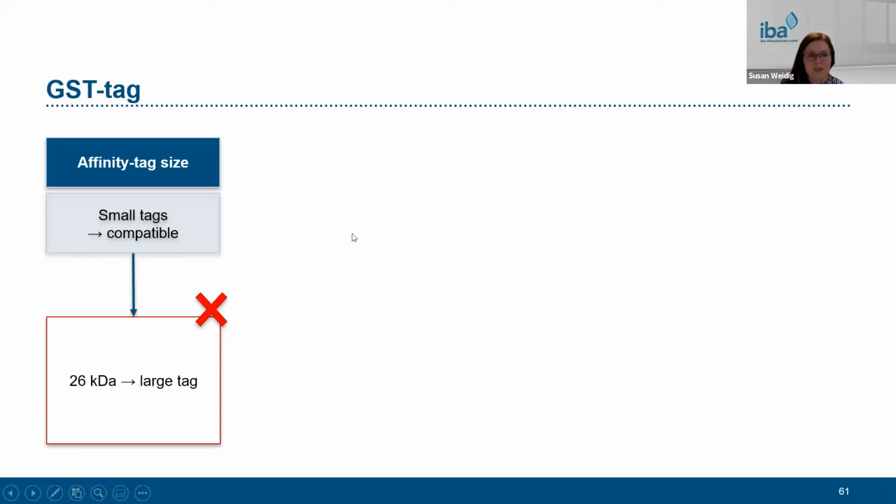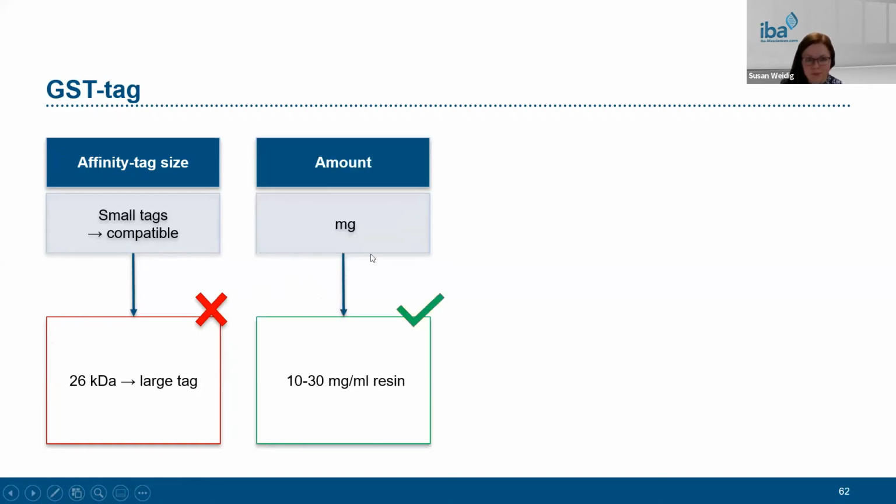The GST tag is one of the largest tags. It has a size of 26 kilodaltons. And so the GST tag cannot remain on the target protein. You have to remove it with proteases, because these large tags will influence the structure or function of your target protein, and you will not get the wanted data. The amount you will get with the GST tag is really high. Mostly you will get 10 to 30 milligrams per milliliter resin.